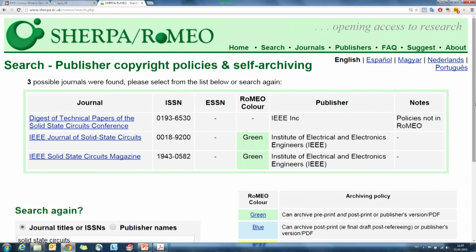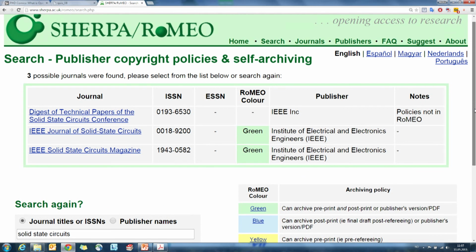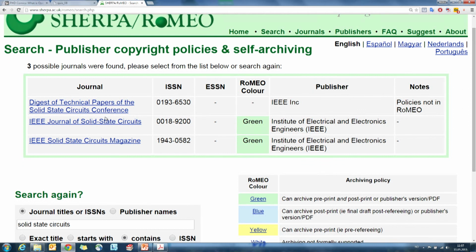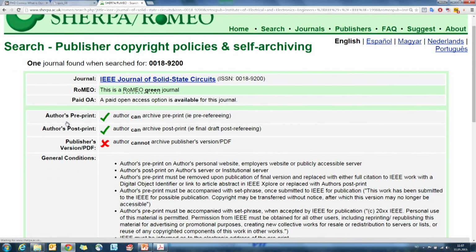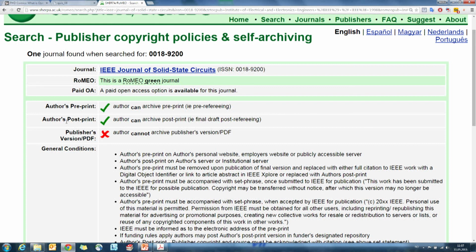IEEE is not a very good example, as IEEE is not very into open access. I hate that.